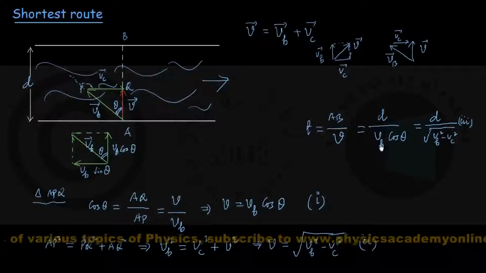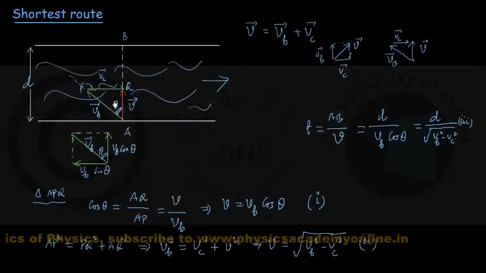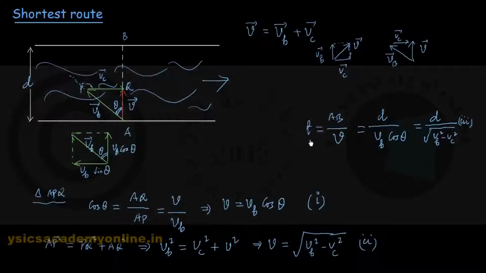Incidentally, this value is greater than D by VB. So thanks to the fact that the river current has to be taken care of, a part of VB is being lost in countering VC. So the time taken actually is not the shortest time, as we shall see very shortly from now. Let me highlight my results here.